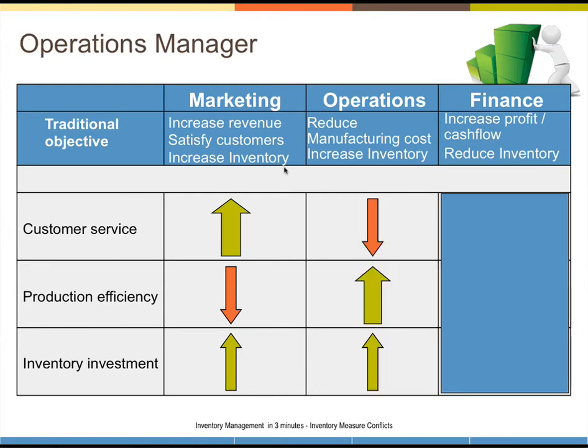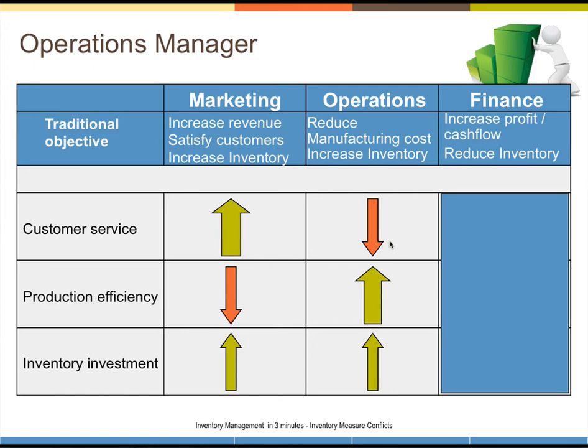Operations people, well, obviously production efficiency is their number one goal, hence the big arrow pointing up. They want to increase their efficiency. To help them do that, they probably want increased investment in inventory so they don't run out of things. And as a result of these two, they may or may not increase customer service. And we can debate about that one, or the direction of that arrow. But if production want to do longer runs so they can be more efficient, there may be shortages of some product and therefore customer service is affected.